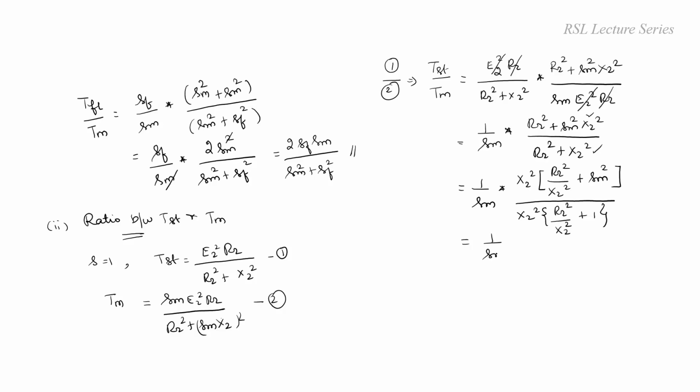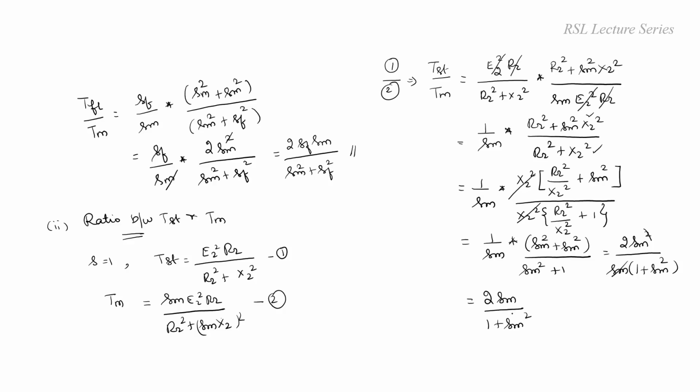So now this R2 square by X2 square can be written as Sm square, and this X2 square and X2 square will get cancelled with each other. So now 1 by Sm into Sm square plus Sm square divided by Sm square plus 1. So this is equal to 2 into Sm square divided by Sm into 1 plus Sm square. So one Sm will get cancelled. So the remaining terms will be 2 into Sm divided by 1 plus Sm square. So this is the ratio of starting torque to the maximum torque.